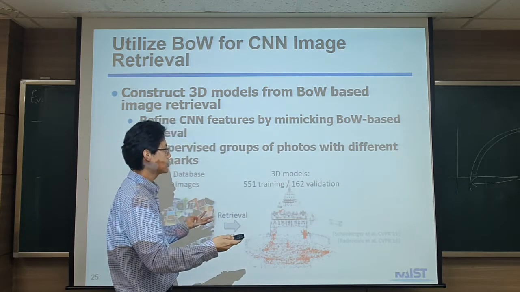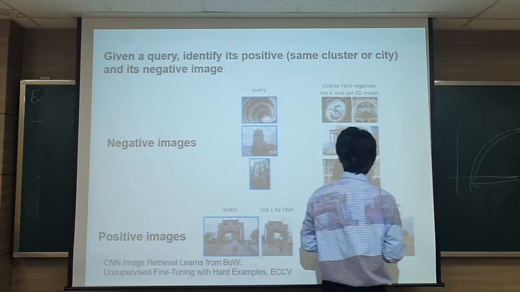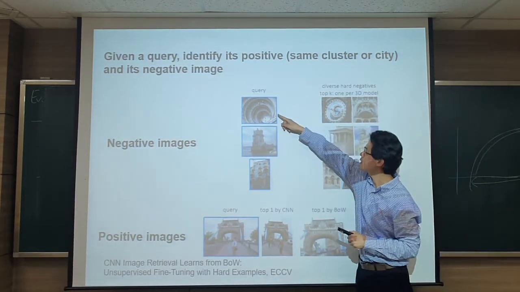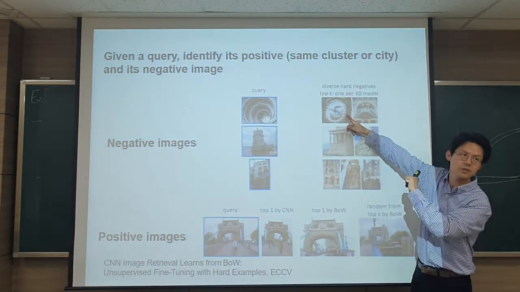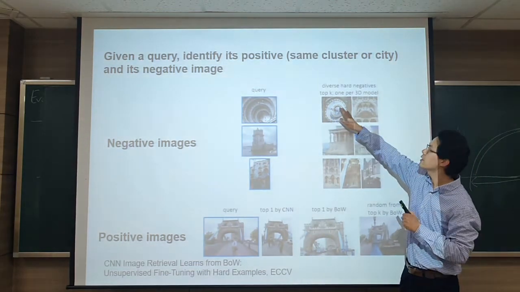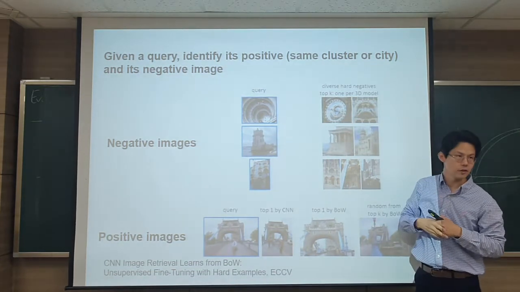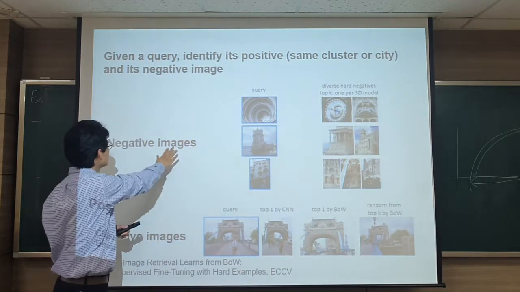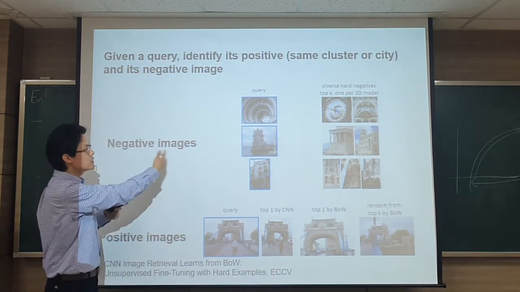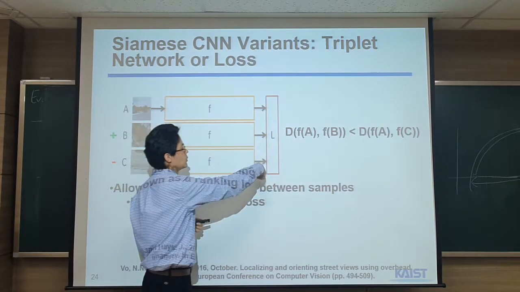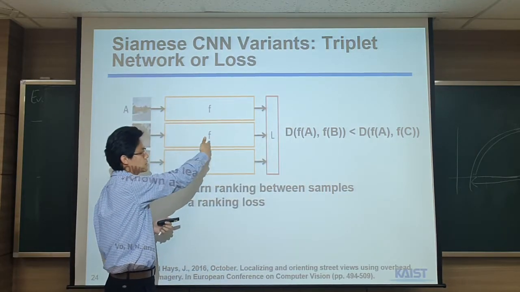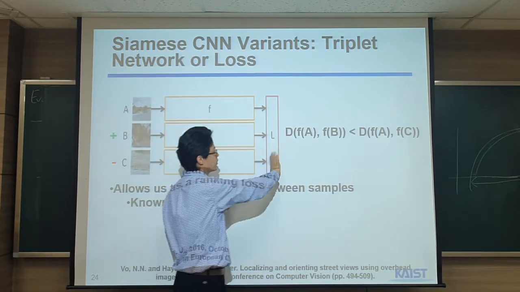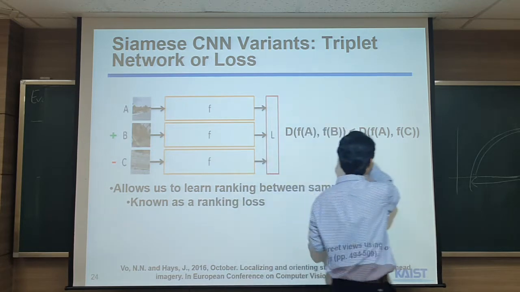We know those patches look very different. They are from different cities, different landmarks, right? But we identify images visually very similar to the query from a different 3D model, a different landmark. They look very similar to each other, but we know that they are different, right? Then we can treat them as very difficult, basically hard negative images, right? Then by using this, we can learn the feature that differentiates the ranking between them.